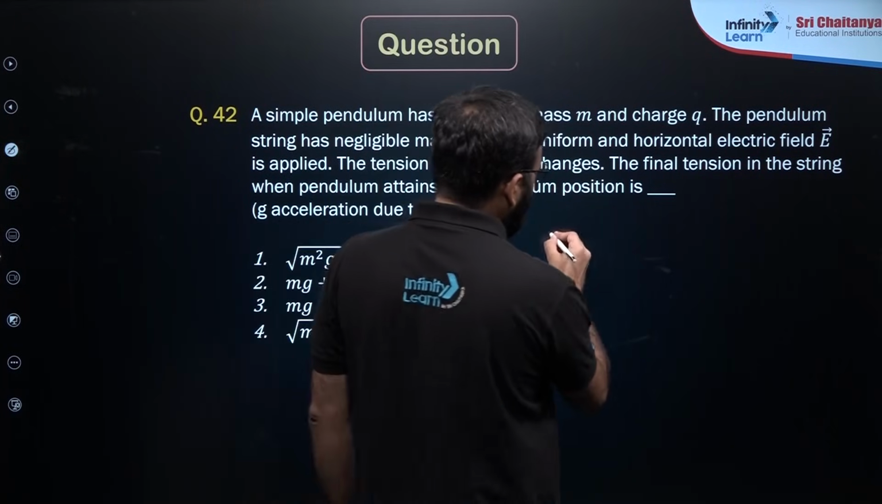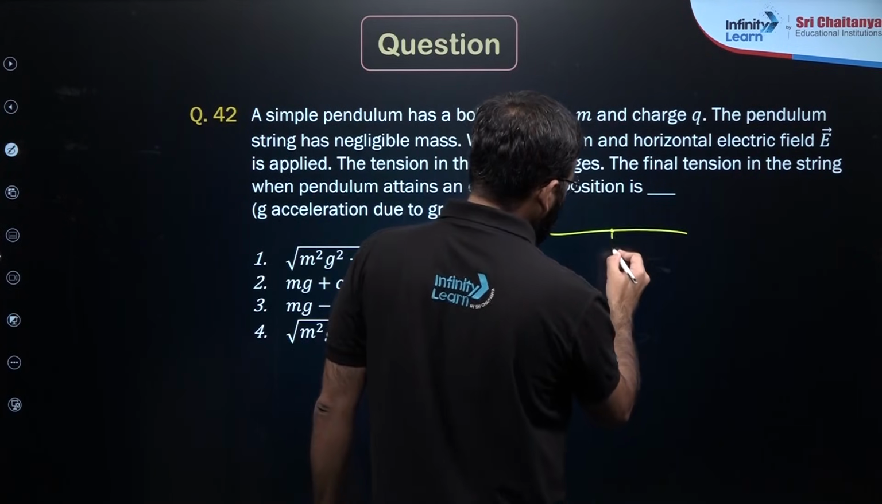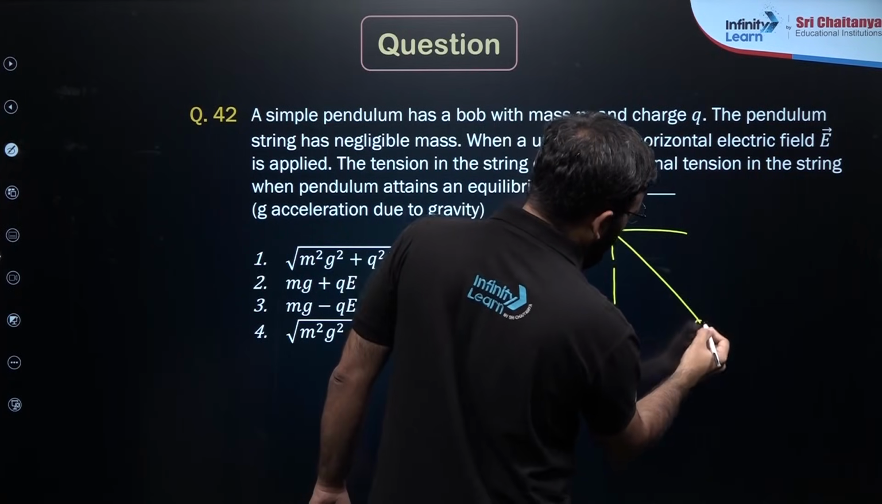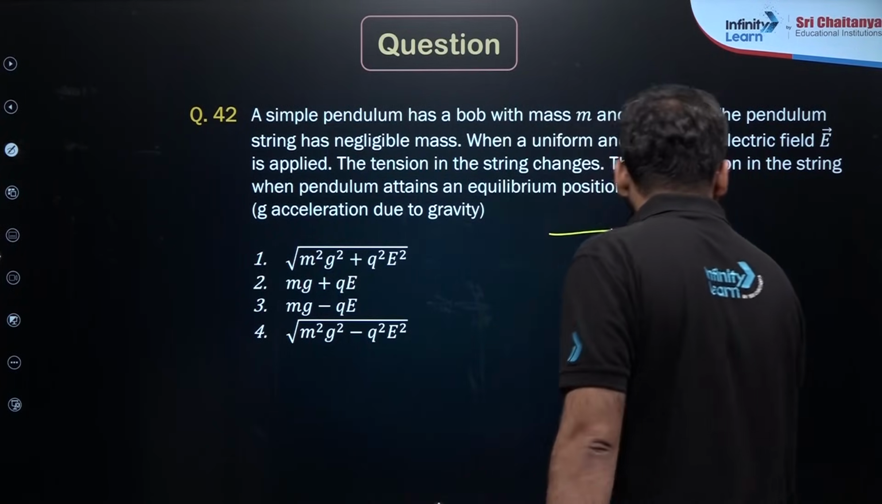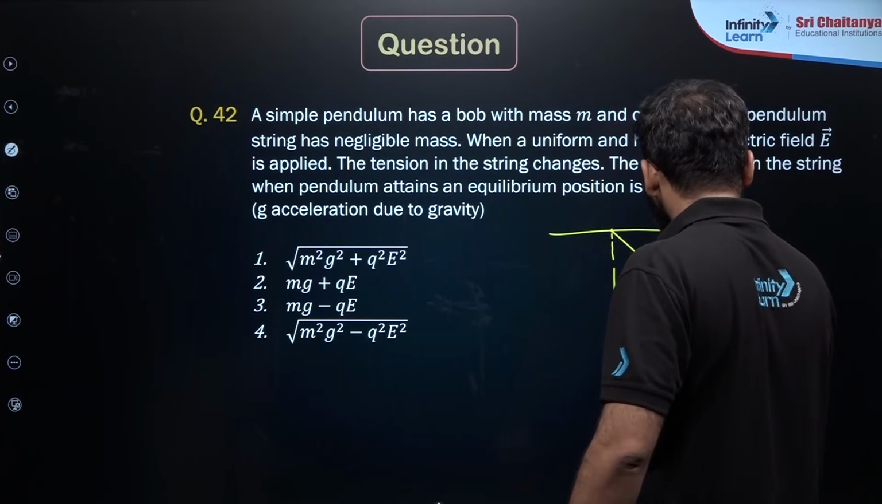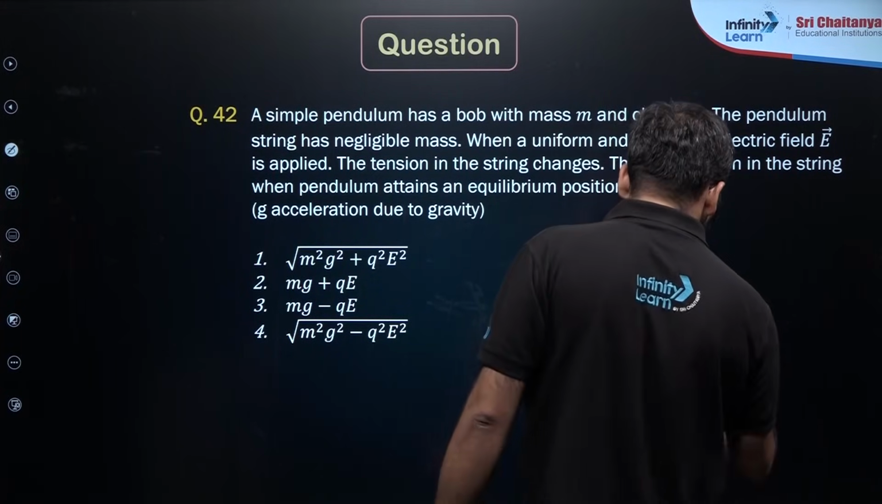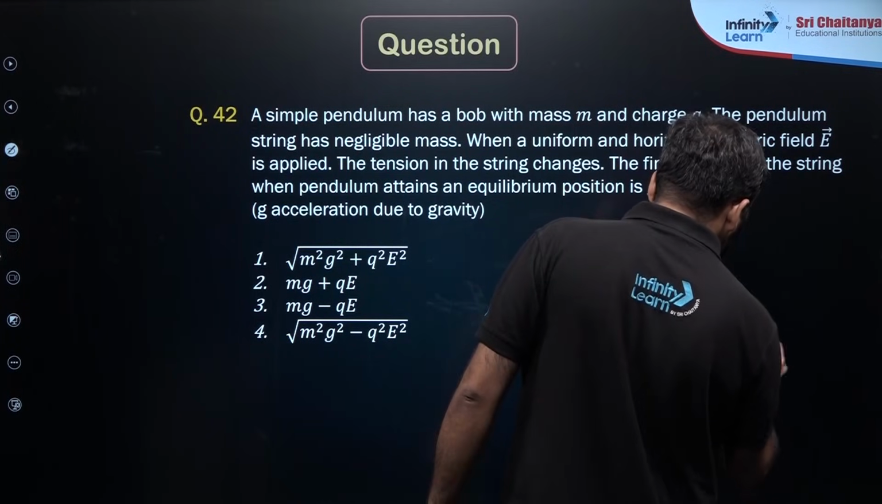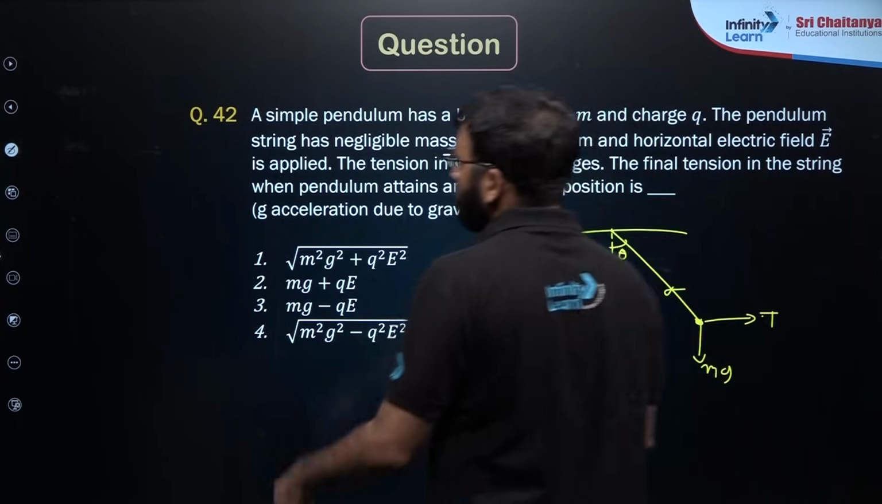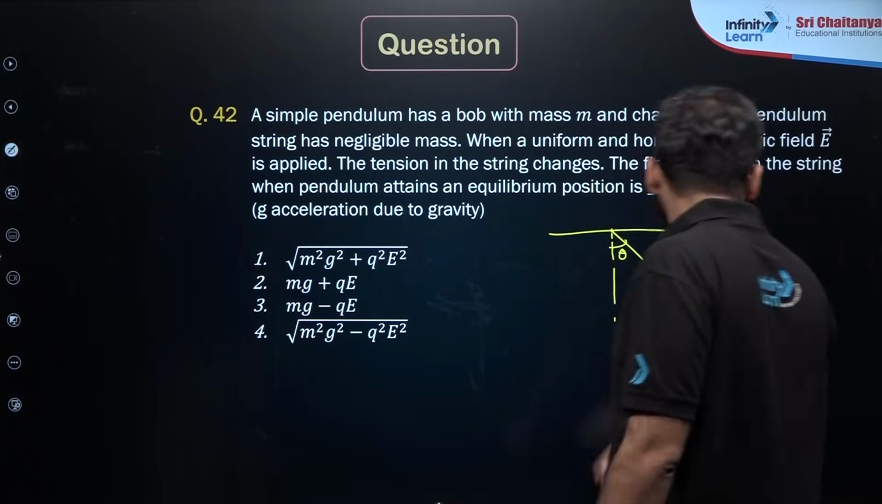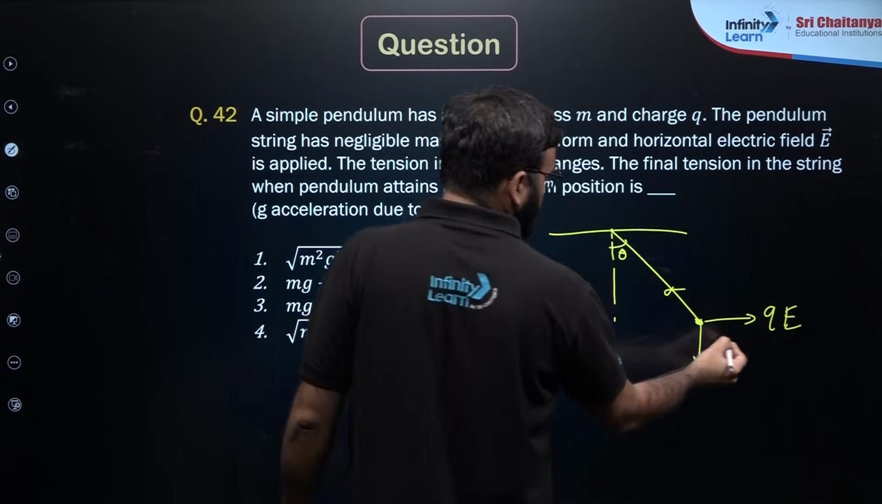Okay beta, this is my original diagram. I am applying the electric field in this direction E, and the tension in the string is this one, at angle theta, and downward is my mg. This is my QE, F equals q times the electric field, the force due to the electric field. So what is the resultant of this one?